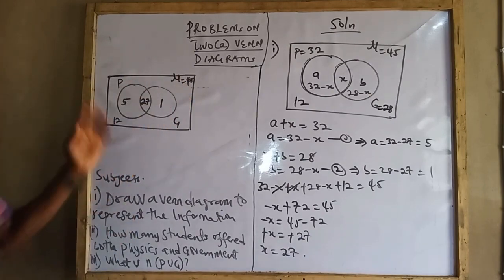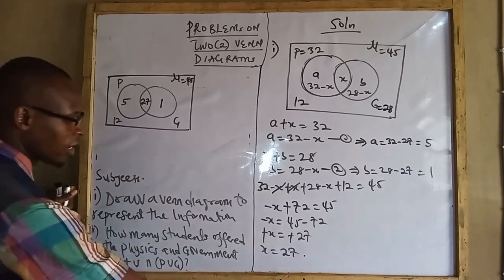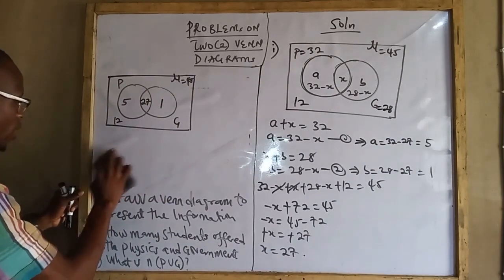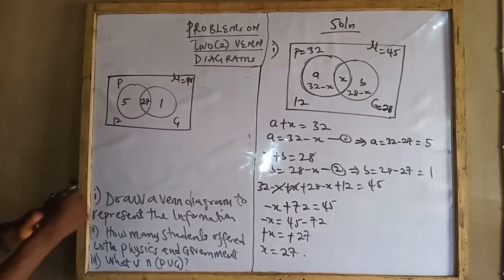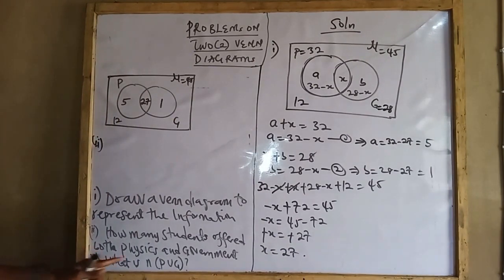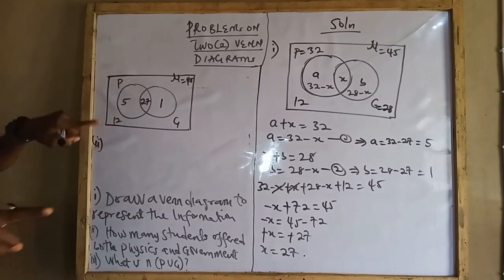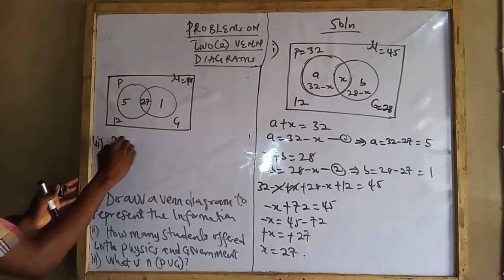We have been able to solve this question. Then we can now answer the questions below it. How many students offered both physics and government? Our answers here will be the second question. Both physics and government, the region representing physics and government together is this, which is 27. So our answer is 27 for the second one.